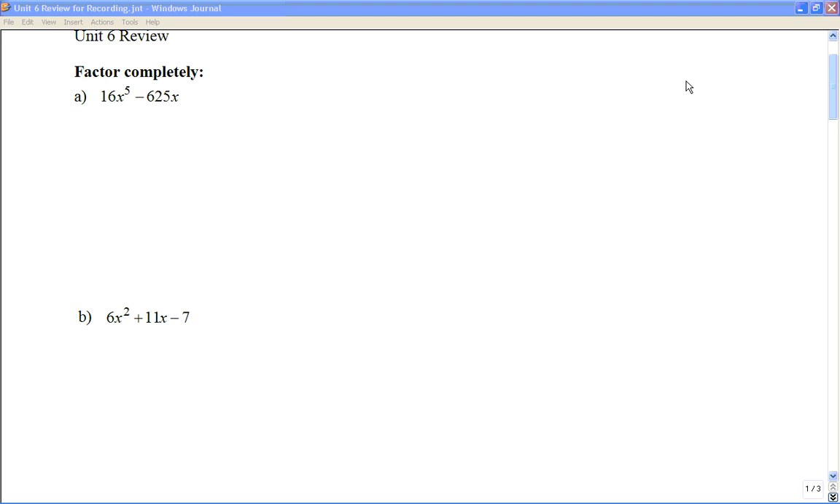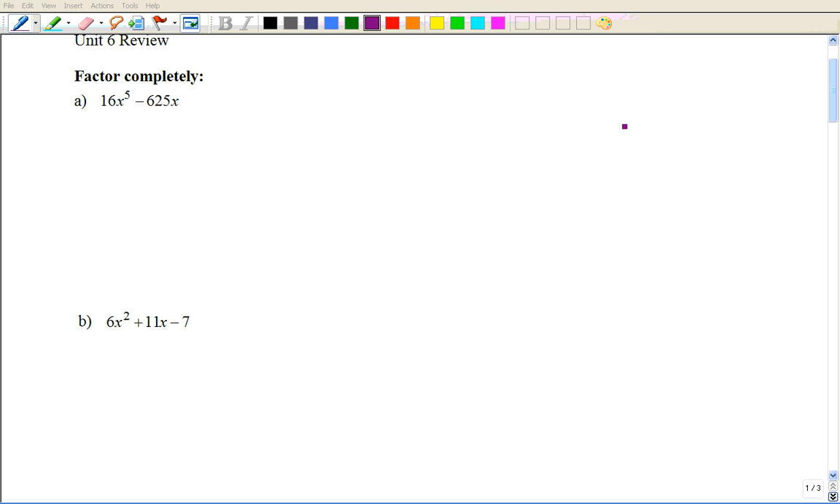Okay, so on the first one we have factor completely, and on part A we have 16x to the fifth minus 625 times x. So if I'm looking across here, I've got a greatest common factor of x. So if I take out the x to the front, I will have 16x to the fourth minus 625.